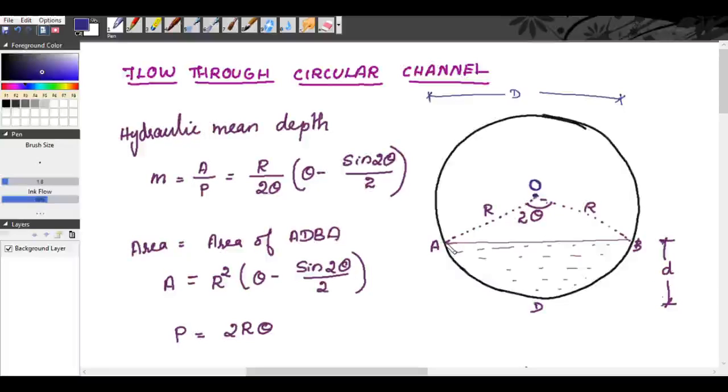You can mark the points A and B. When you draw lines from A and B to meet at the center point O, this angle is taken as 2 theta. So, half of this will be theta. If you draw a line perpendicular to AB, you will get this as theta and this angle as theta.